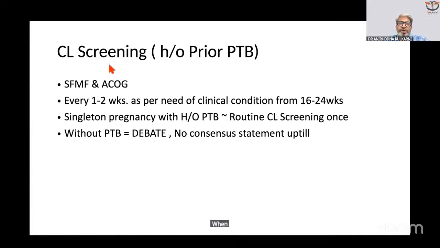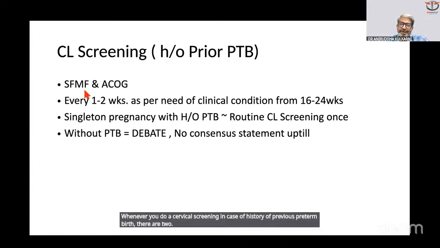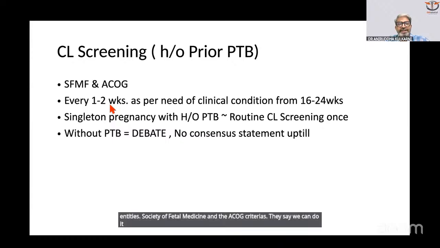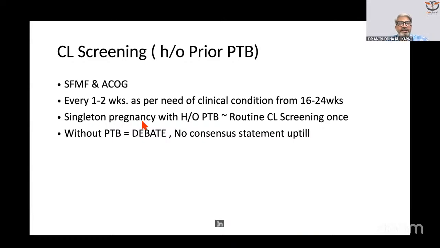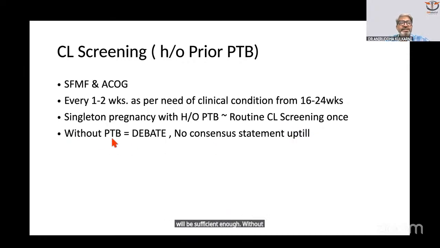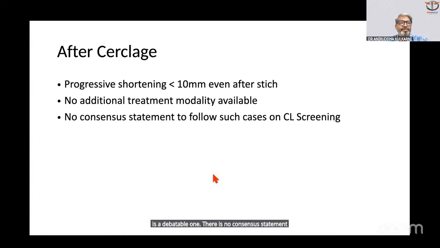Whenever you do a cervical screening in case of history of previous preterm birth, there are two entities, the Society of Fetal Medicine and the ACOG criteria. They say we can do it every 1 or 2 weeks as per the need of clinical indication between 16 to 24 weeks. In case of a singleton pregnancy with history of previous preterm birth, a routine cervical screening itself will be sufficient enough. Without any previous history of a preterm birth, screening the cervix in each and every patient is a debatable one. There is no consensus statement on that at present.